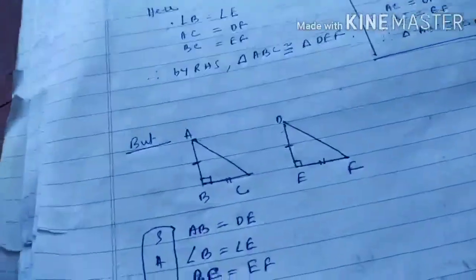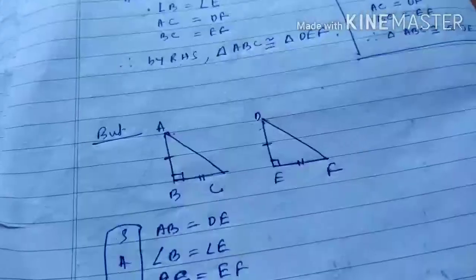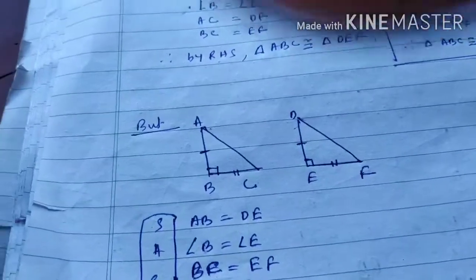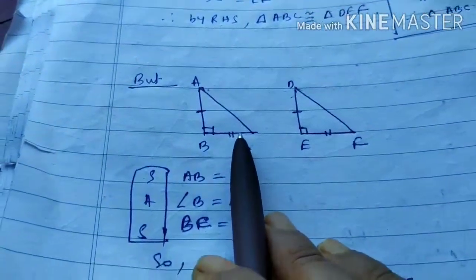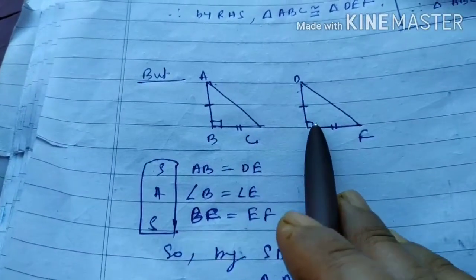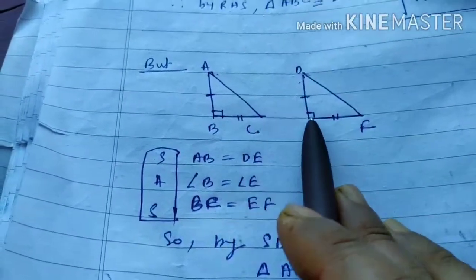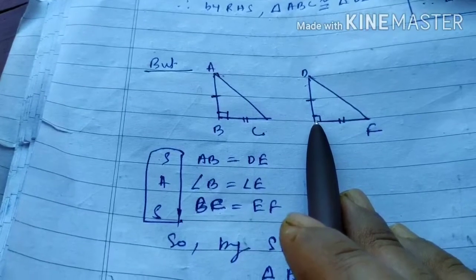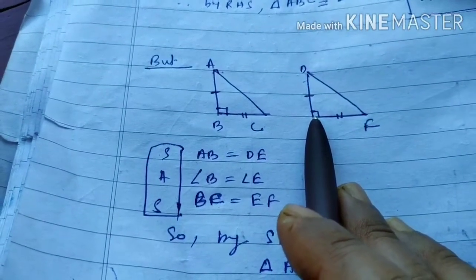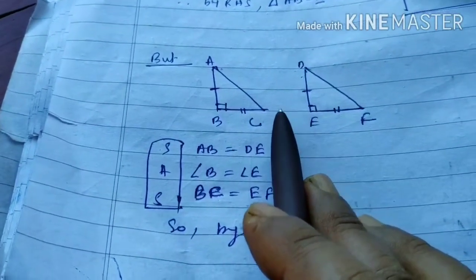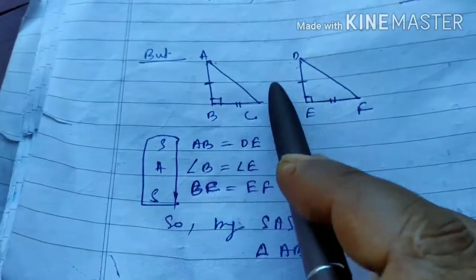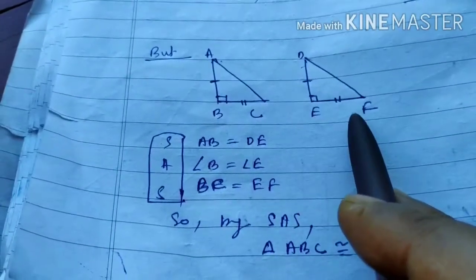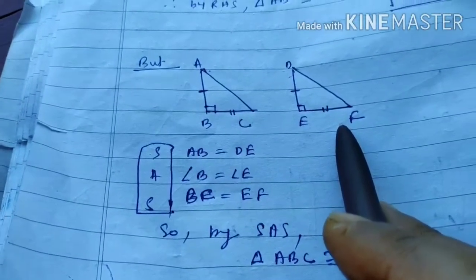And then, for the right triangle, we apply the RHS condition. Both triangles are right triangles, with a hypotenuse in each. According to the given condition, let us see the two triangles.